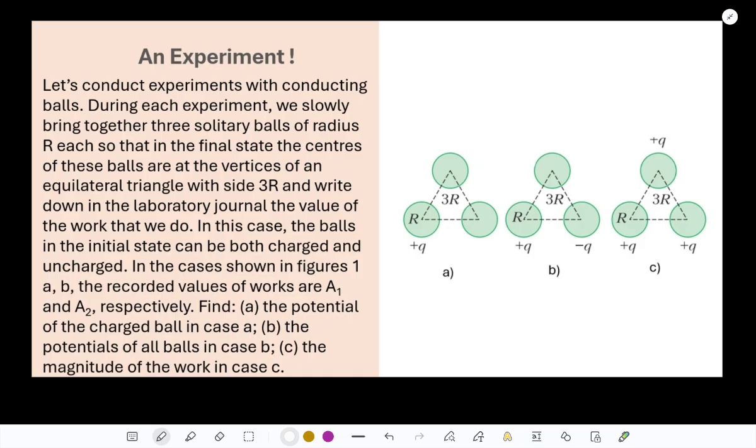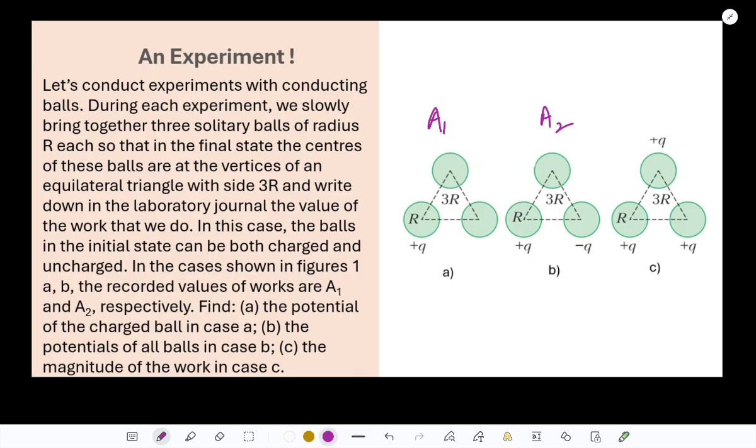In this case, the balls in the initial state can be both charged and uncharged. In the cases shown in this figure, figure AB, the recorded values of work are A1 and A2. That means in this case A1 and in this case A2 work has been done by the external agent.